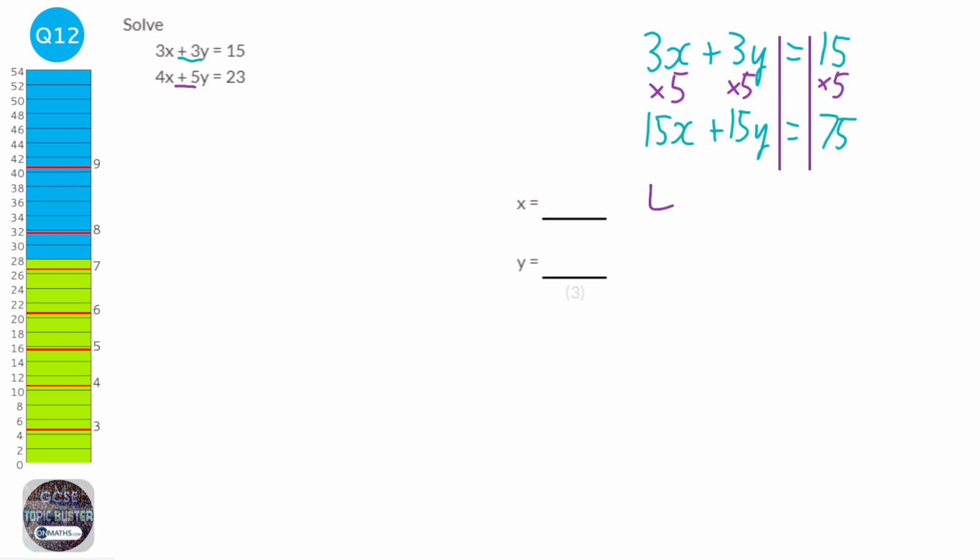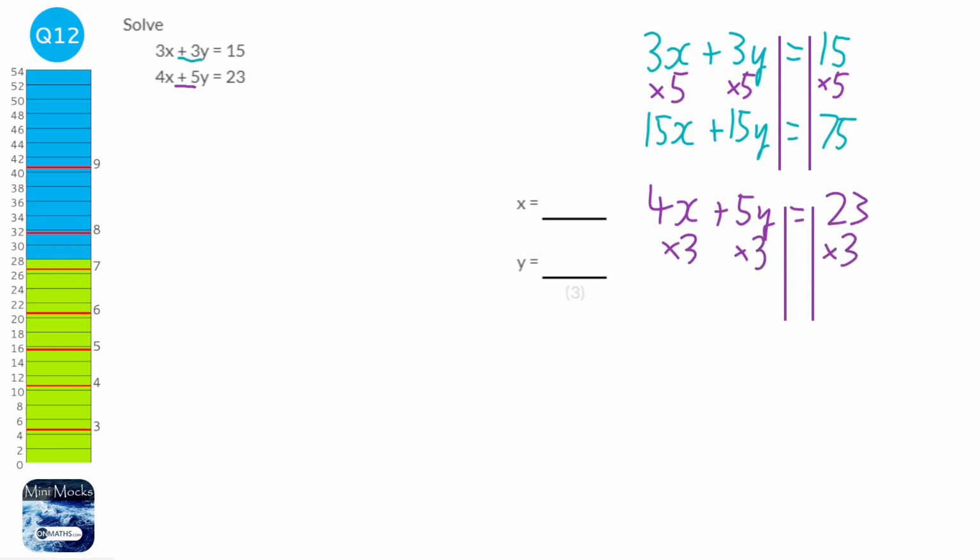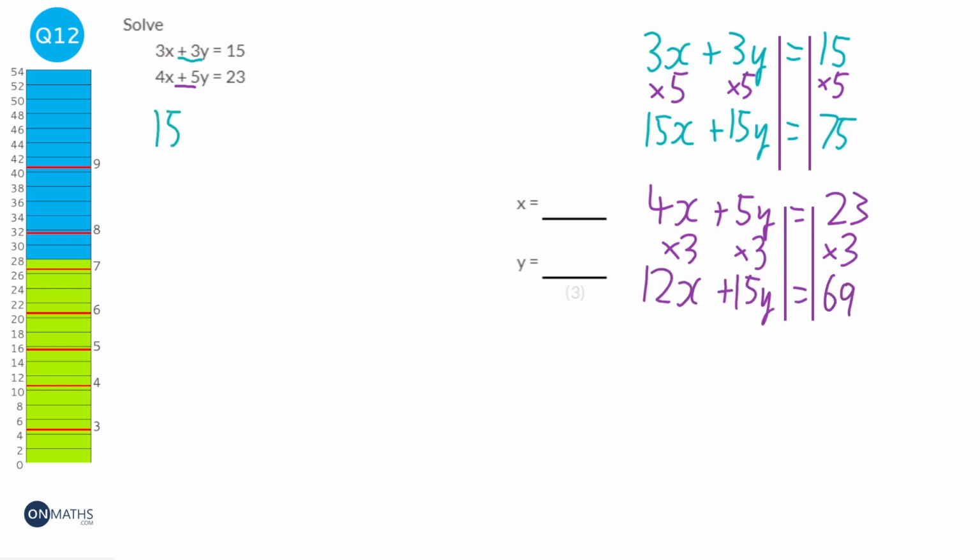Going to do the same with the second equation, so 4x plus 5y equals 23. Get our lines in. This time we're going to times everything by 3. So we've got 12x plus 15y, which was the whole point, and 23 times 3, which is 69. So we're going to write those equations again next to each other, so we can do our simultaneous equation magic on them.